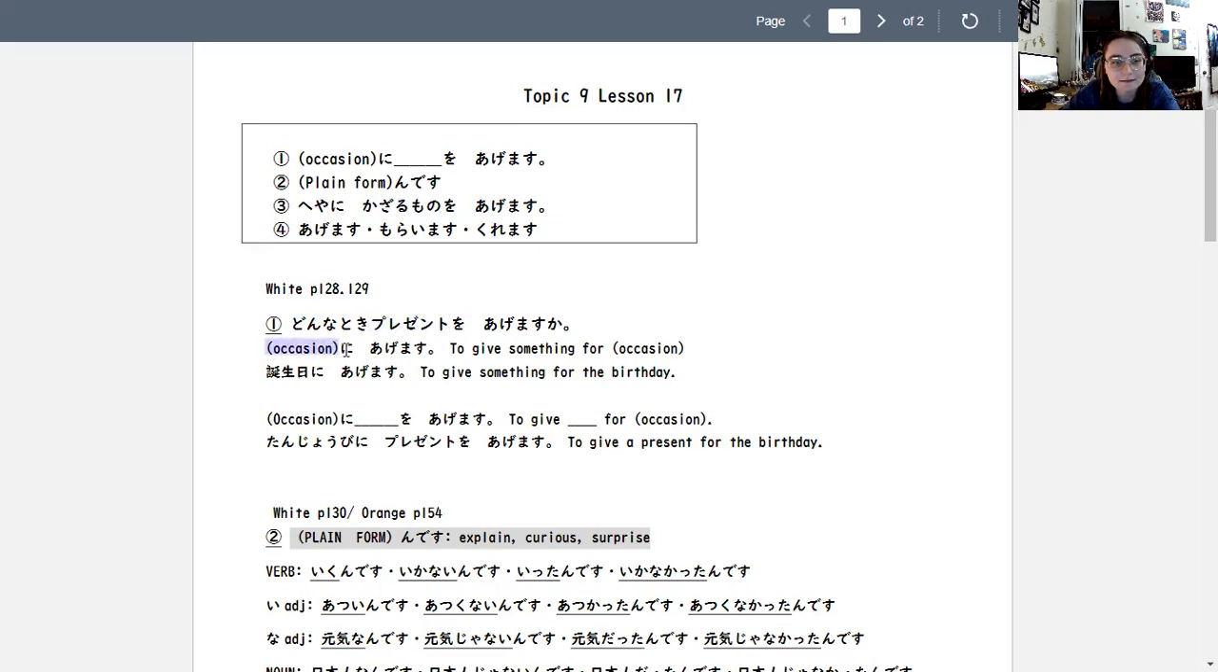You say the occasion ni agemasu. So you want to give something for this occasion. So you could say tanjoubi ni agemasu. You want to give something for someone's birthday. So it's the occasion ni, what you want to give o agemasu. So to give blank for said occasion. Tanjoubi ni purezento o agemasu. So you want to give a present for someone's birthday.